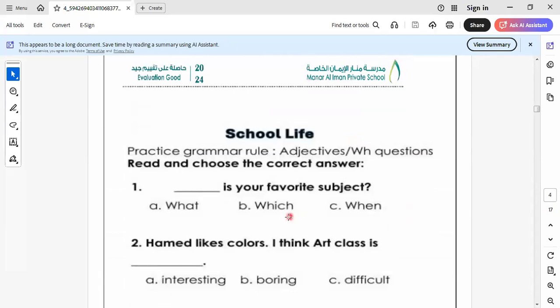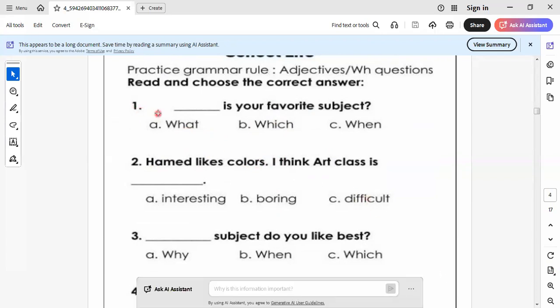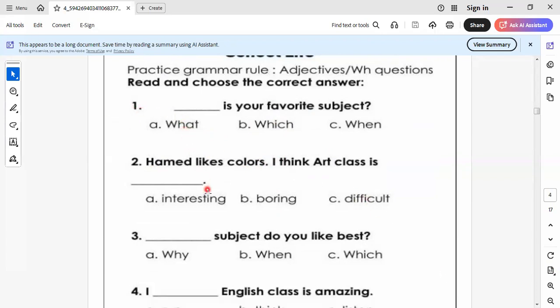Here we have the multiple choice. Let's answer together. We have the practice grammar rule about adjectives and WH questions. Here we say, "___ is your favorite subject?" What can I select here? What, which, or when? When we ask someone about the favorite subject, favorite sport, I say, what is your favorite sport? What's your favorite subject? What's your favorite film? When I ask about something, I use what.